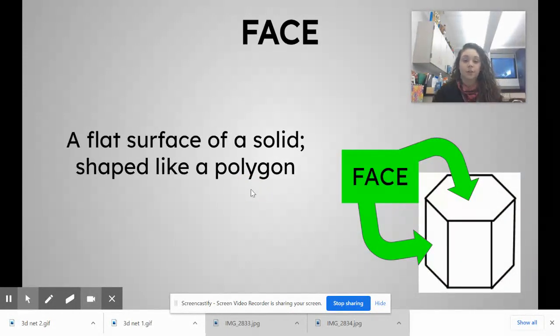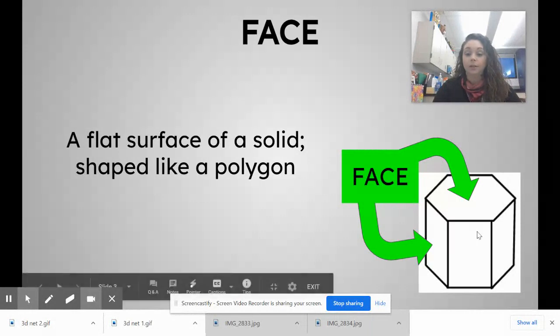The face of a solid is the flat surface that's shaped like a polygon. And if you remember what a polygon is, it has to have at least three sides that are closed. So triangles, parallelograms, trapezoids, squares, rectangles, those are polygons. So the face of a solid has to be a polygon. With this diagram right here, all of these different sides are considered faces.